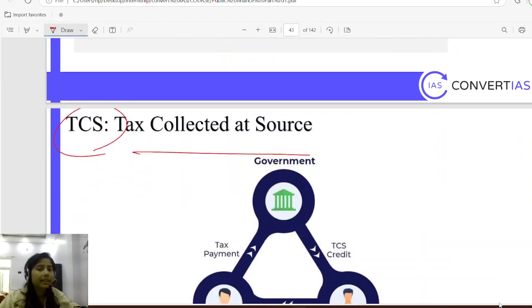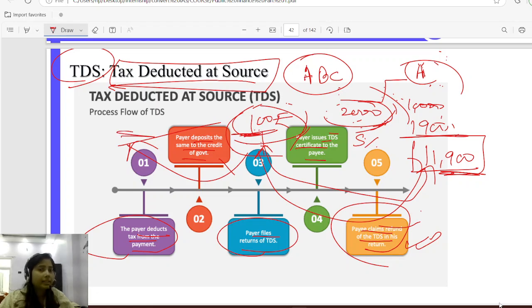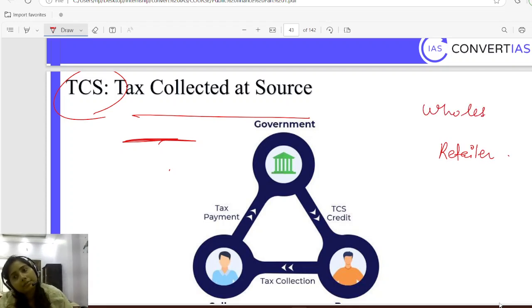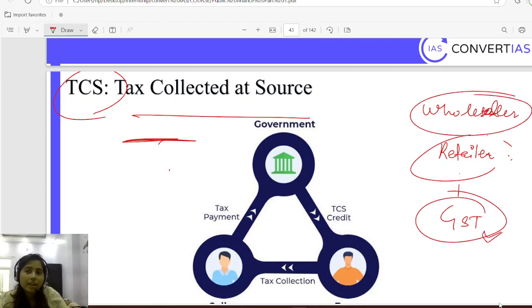TCS, tax collected at source. Okay, so this was tax deducted. This is tax collected at source. Okay, this happens. Suppose I am a retailer. Okay, you are a wholesaler. So in that case, what happens is I have a GST. I am running my own company and I have to pay GST, but you do not have a GST.